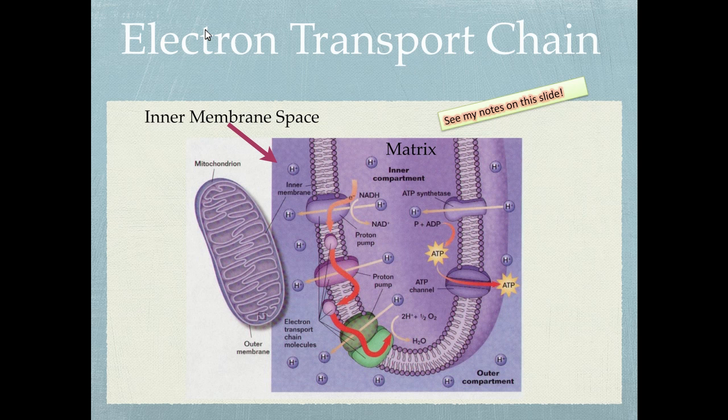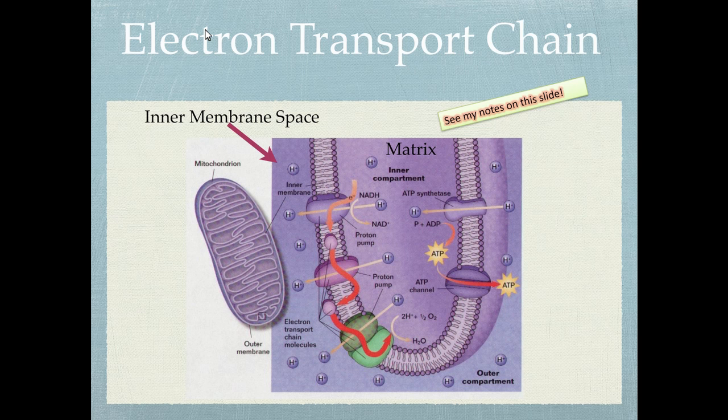Now think about this for a second. If I'm using energy to pump hydrogen ions to the inner membrane space, there are now more hydrogen ions in the inner membrane space than in the matrix, or the center of the mitochondria. As you know, things are going to diffuse to reach an equilibrium. So if I pumped hydrogen ions into the inner membrane space, where do they want to go now? They're going to want to flow back into the matrix.